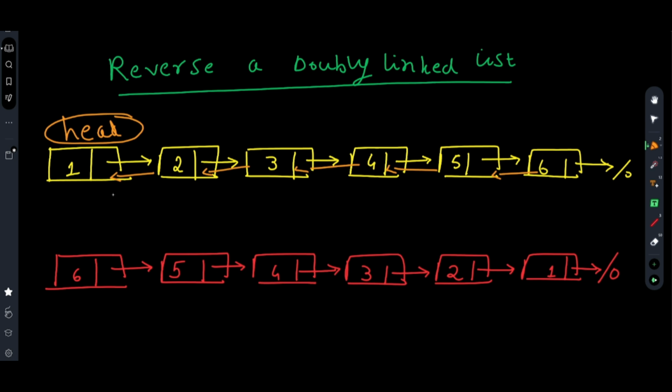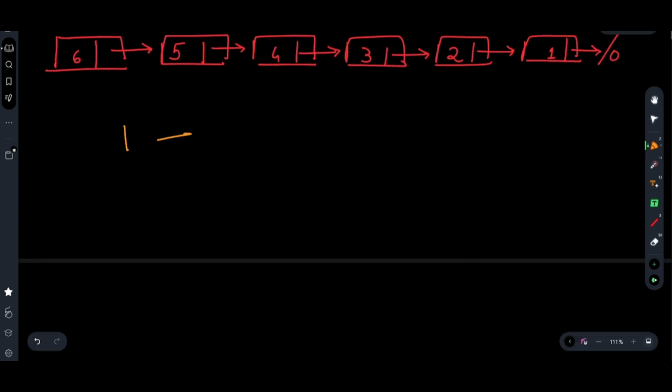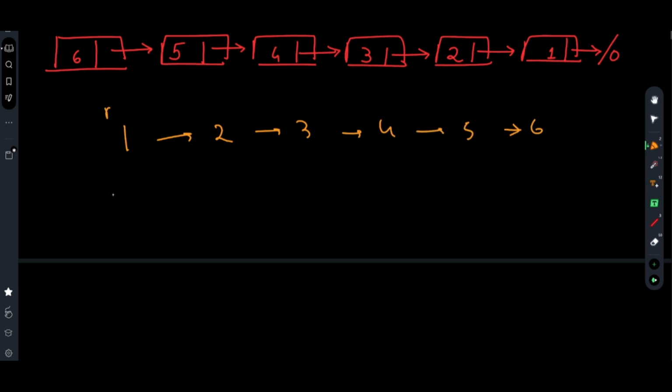You are not given the length of the linked list. You are not given the tail of the linked list. So the first and foremost thing that you will need to do is put a pointer here at the head, and you have to keep moving the pointer by incrementing it until you find the last node.